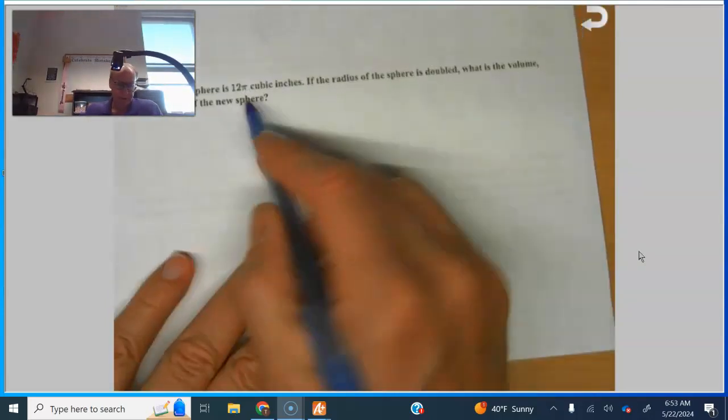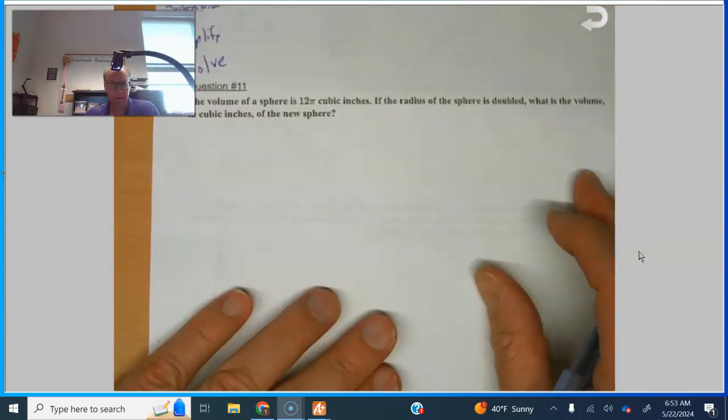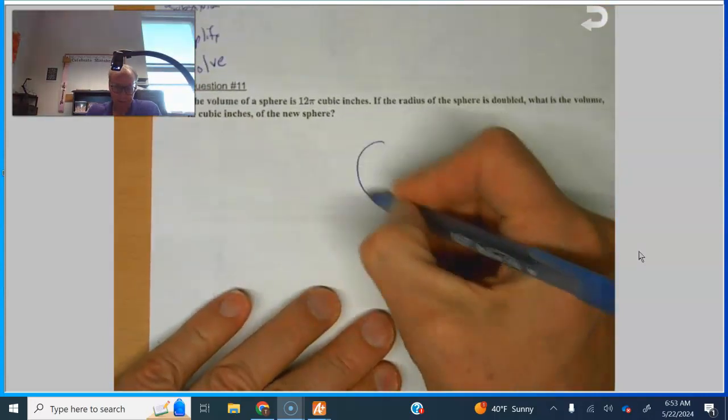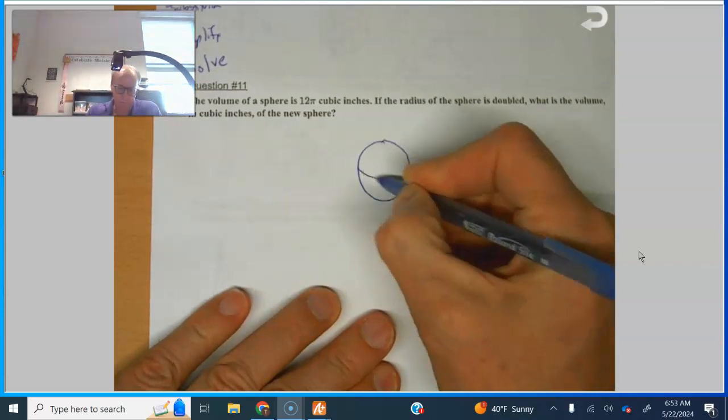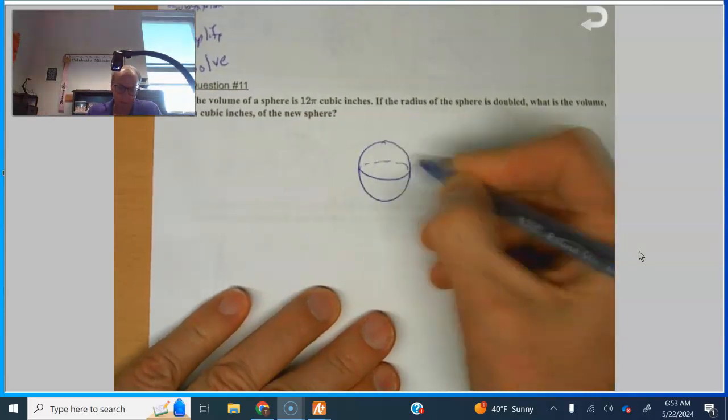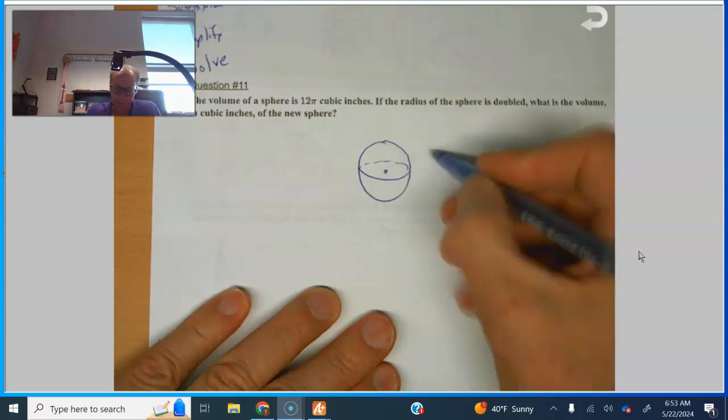All right, last one. Volume of a sphere is 12 pi cubic inches. Sorry, it's kind of funky looking there. There we go. And we've got a sphere. I'm going to make a diagram here, put a belt around it. And do we know the radius? Nope.